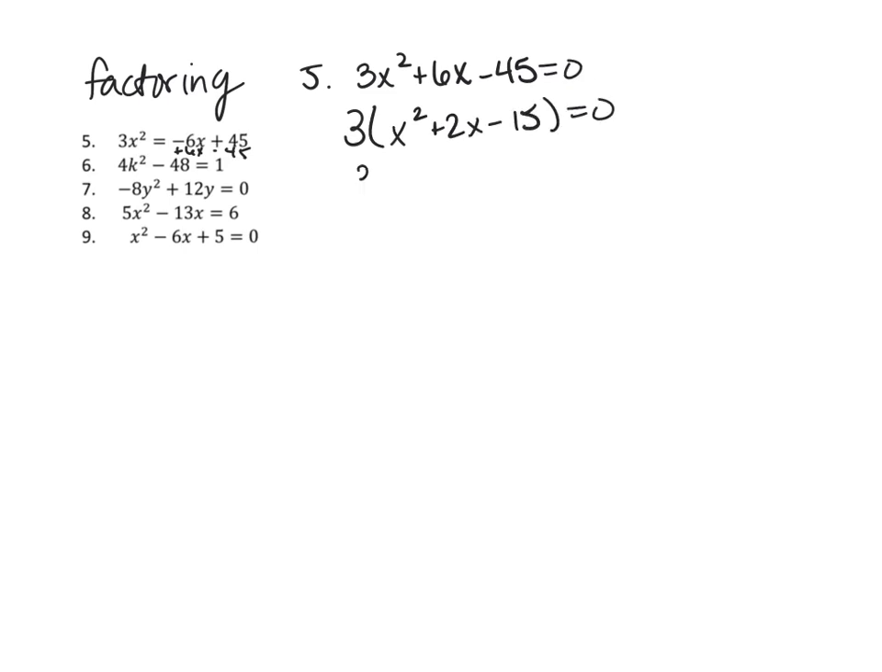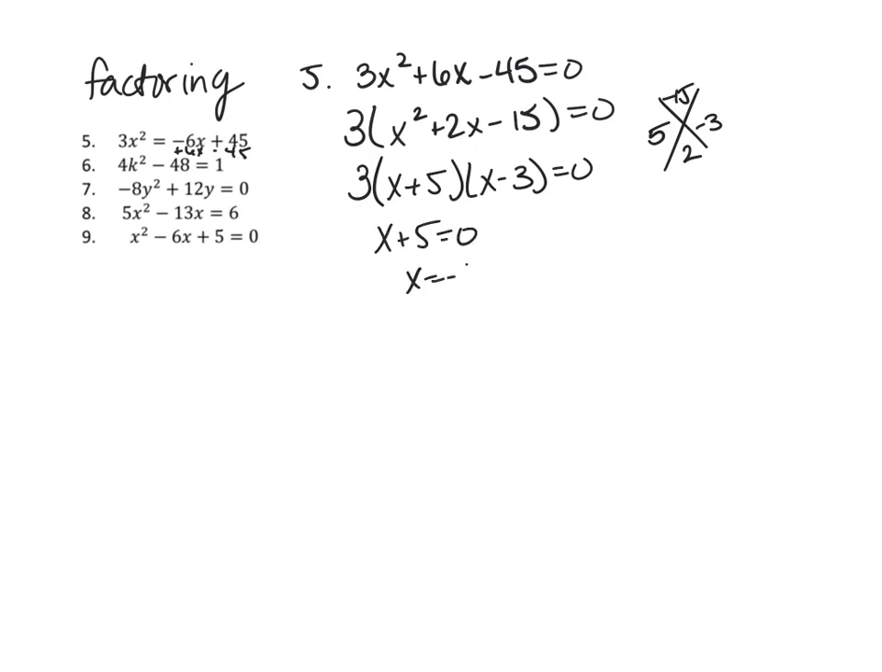And now I have one that's nice and easy to factor. What two numbers multiply to negative 15 and add to 2? Well, positive 5 and negative 3. So that's x plus 5, x minus 3 equals 0. And because it says to solve by factoring, I need to get x plus 5 equal to 0, so x equals negative 5. And x minus 3 equal to 0, so x equals 3.